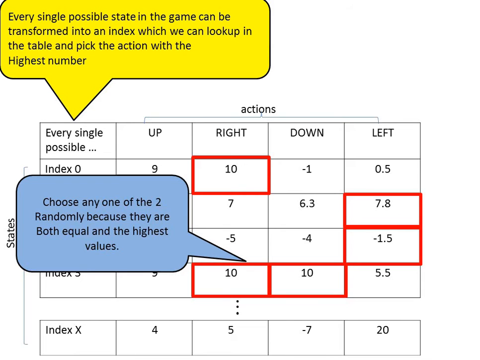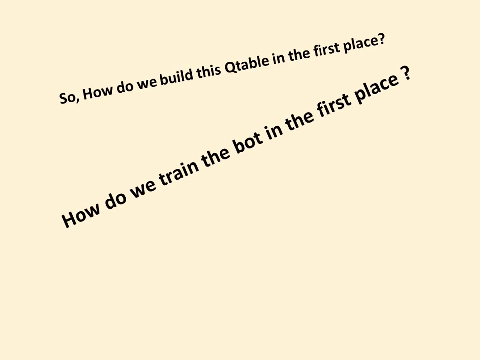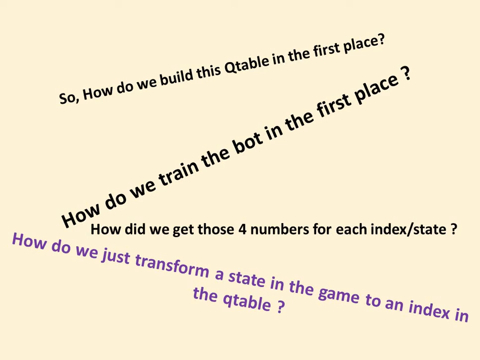I know there are lots of questions floating around your mind right now. Like, how do we build this Q table? This Q table is the result of training the bot many, many times and then storing this knowledge in the Q table. So how do we build this Q table in the first place? How do we train the bot, and how are we going to transform its experience into a Q table that has Q values? How do we get those Q values for each action at every state?